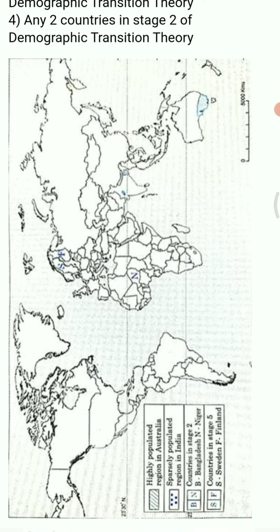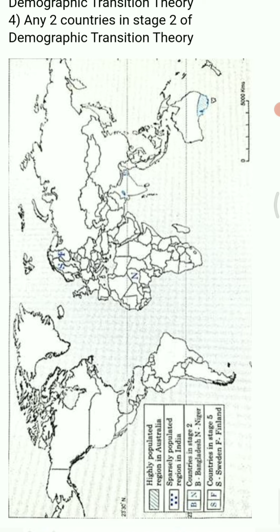You need to draw an outline on the world map. So if the map is given to you, you have the places like highly populated region in Australia, sparsely populated region in India, countries in stage 2. Okay, so the countries in stage 2 are Bangladesh and Niger. You can take other two countries also.